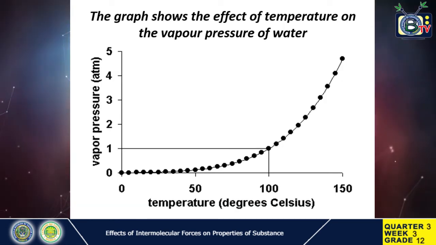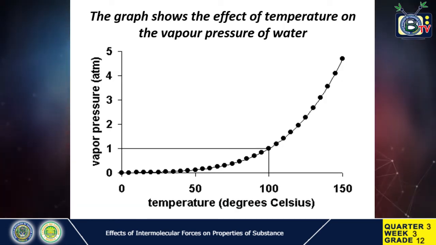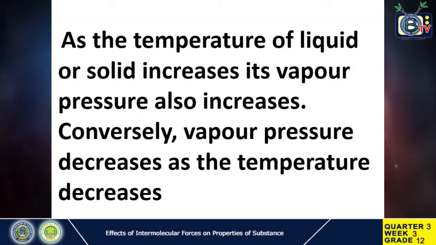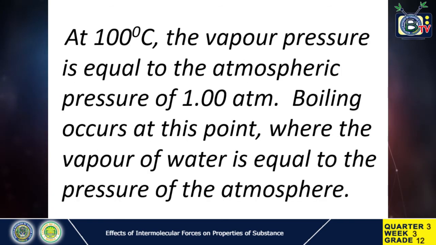The graph shows the effect of temperature on the vapor pressure of water. As the temperature of liquid or solid increases, its vapor pressure also increases. Conversely, vapor pressure decreases as the temperature decreases. At 100 degrees Celsius, the vapor pressure is equal to the atmospheric pressure of 1 atm. Boiling occurs at this point, where the vapor pressure of water is equal to the pressure of the atmosphere.